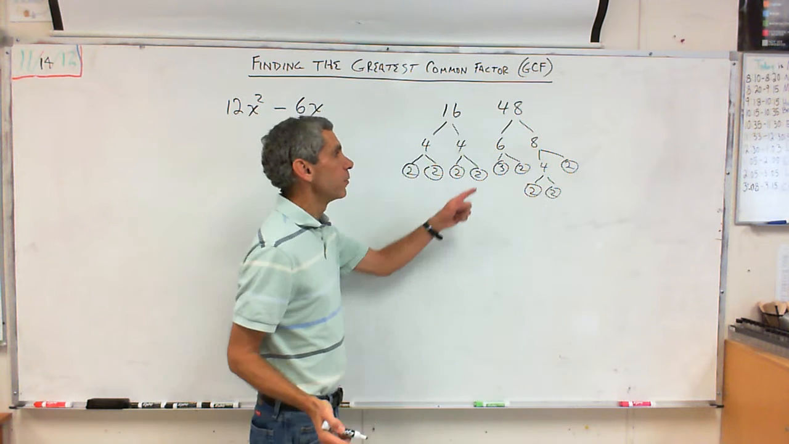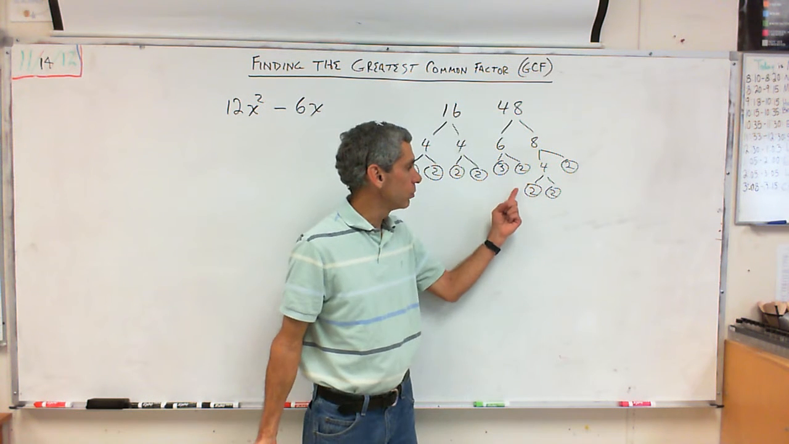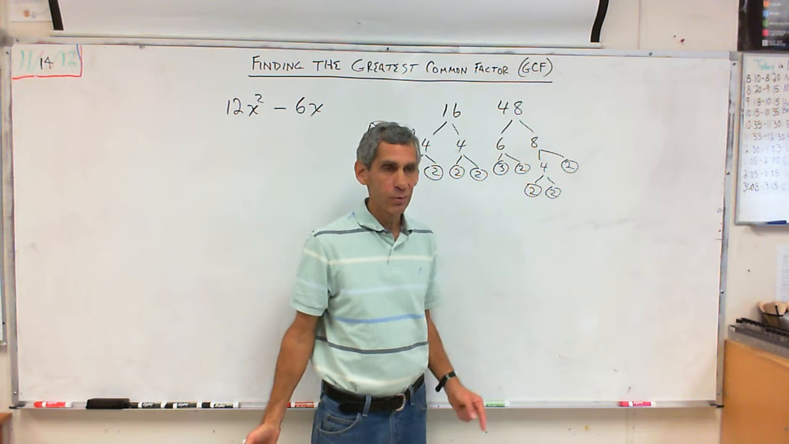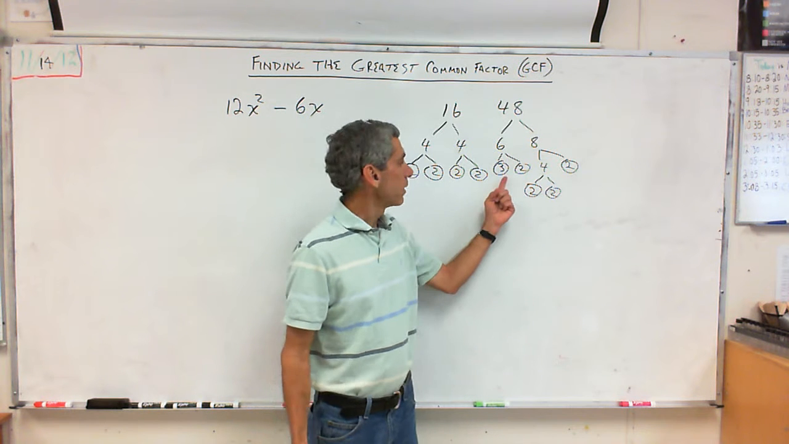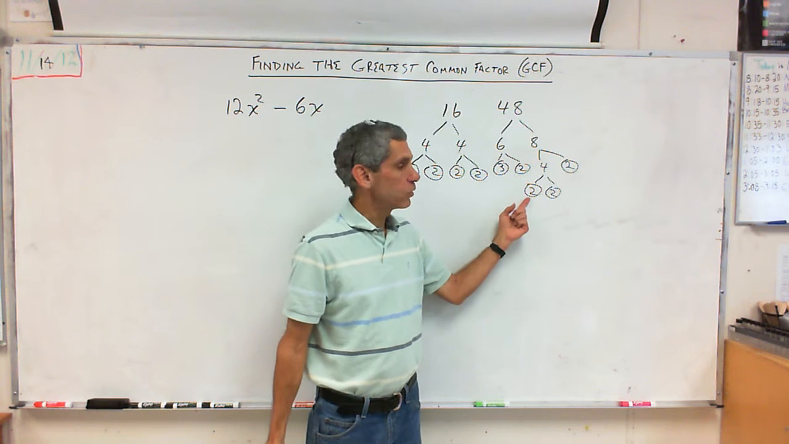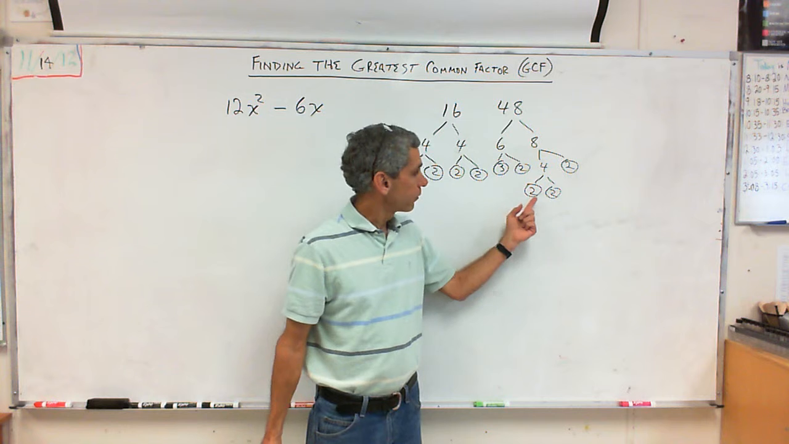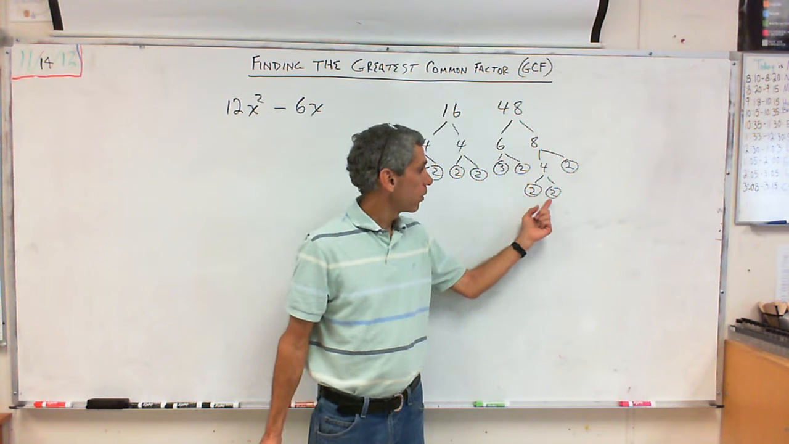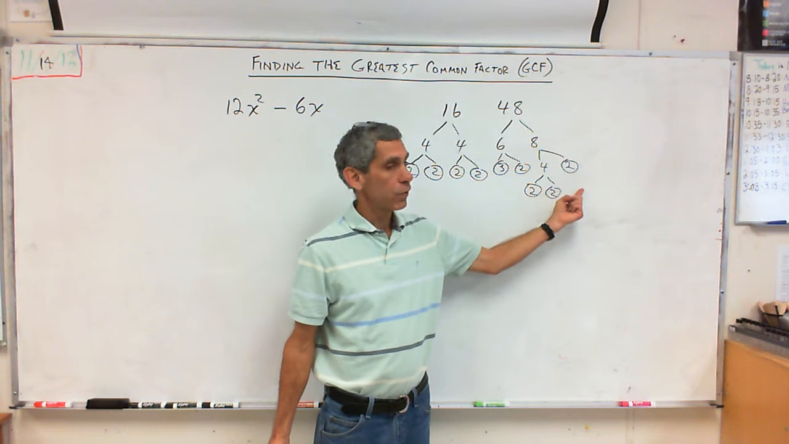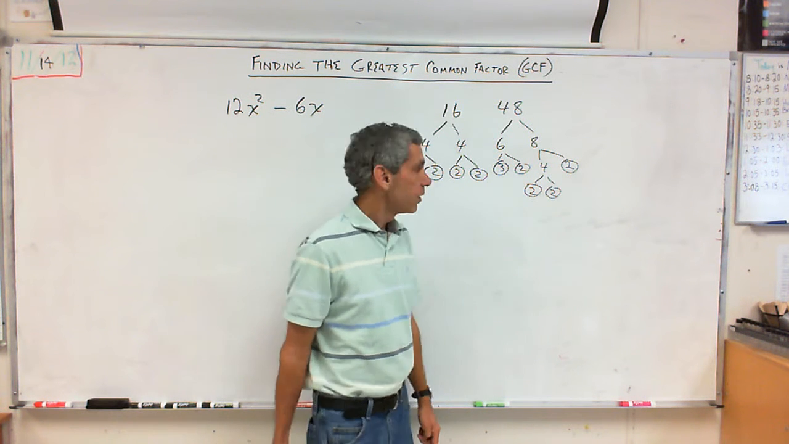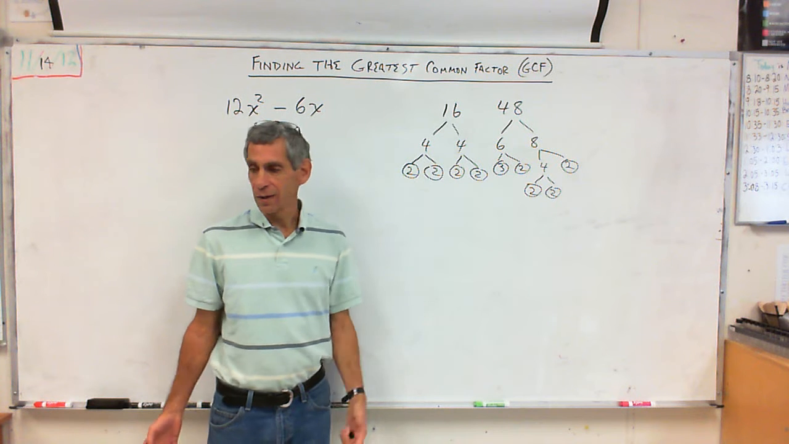Now you're trying to tell me that 48 is the same as 3 times 2 times 2 times 2 times 2? Yes. Correct. 3 times 2 is 6. 6 times 2 is 12. 12 times 2 is 24. 24 times 2 is 48. You're right. All right, so how do I find my greatest common factor?